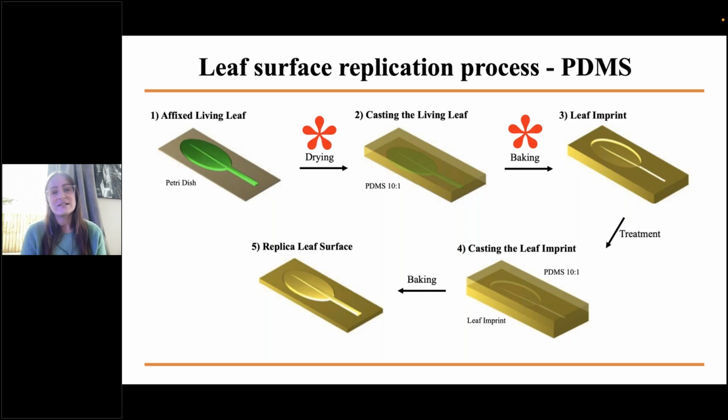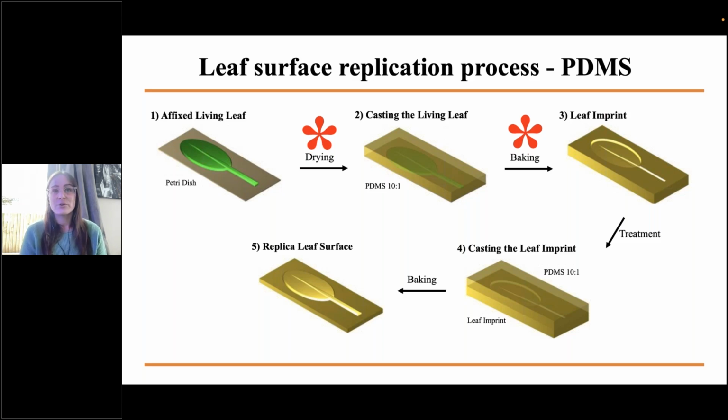Now that drying phase is something that's quite specific to the plant that you're using. If you don't dry them enough and you try to bake it later, you'll get bubbles, or you might have liquid that then prevents curing of the PDMS. If you over dry them, it can start to degrade, and then you get sunken features, and it just doesn't represent the leaf in its living state. So that's something that you've got to be careful with, as well as the baking.